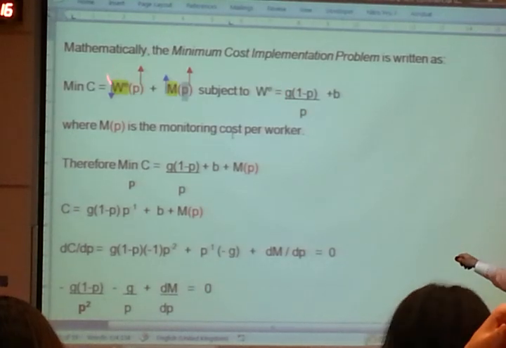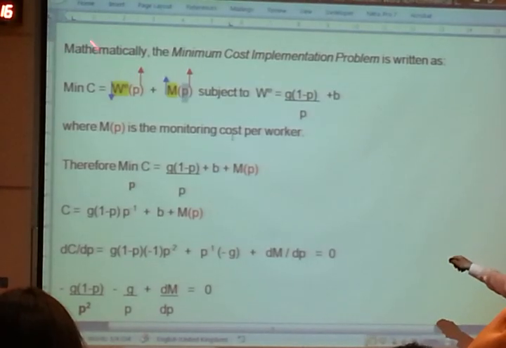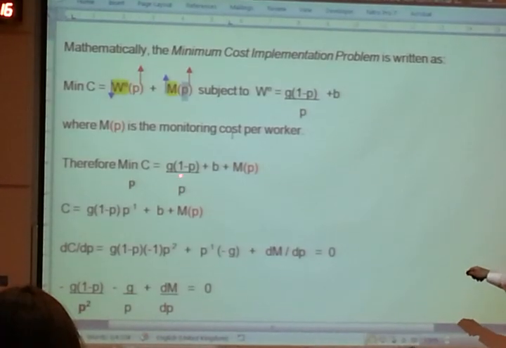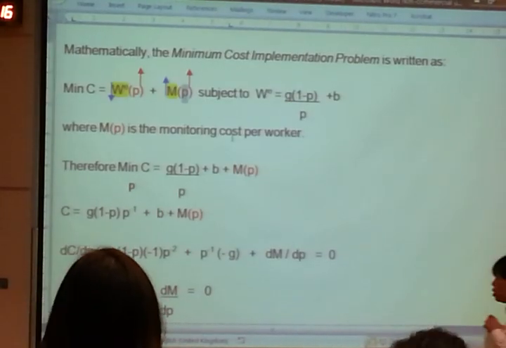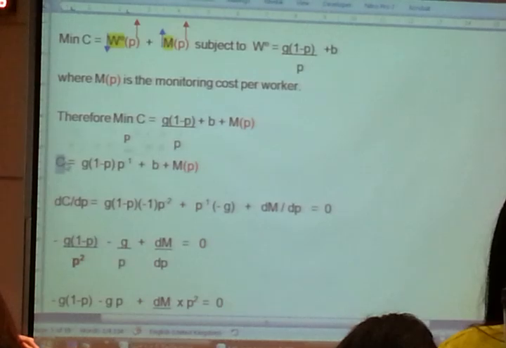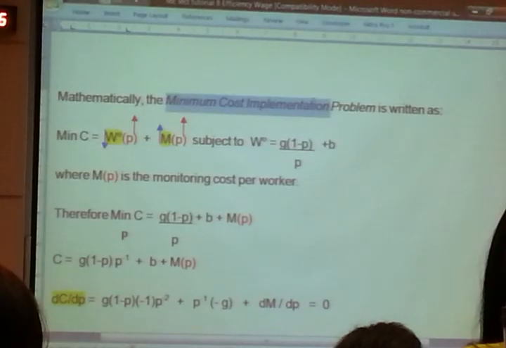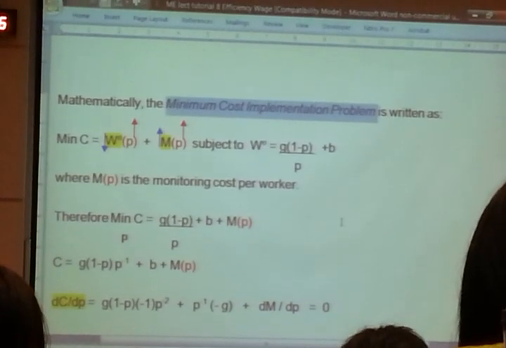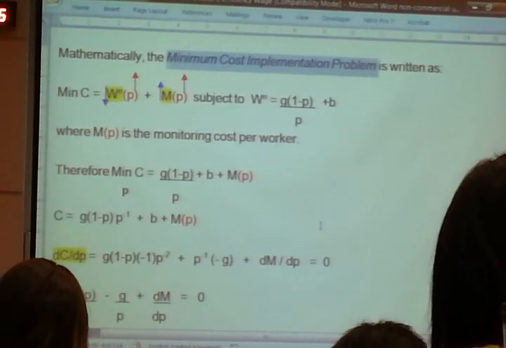Now first, given that WE is subject to this constraint means you have to obey. Put this inside here. Therefore the cost becomes this. Now, this P can I bring to the top? When we bring this P to the top, it becomes P to the power of -1, right? Okay, so from here, I know that a higher P is good for reducing wage, but bad for monitoring costs. So I'm trying to find the acceptable level of P that will help the firm to minimize costs. This is called the minimum cost implementation problem. To find the minimum cost of implementing efficiency wage. Understand? The minimum cost implementation problem to minimize costs.